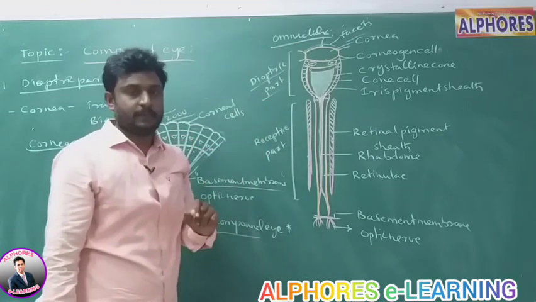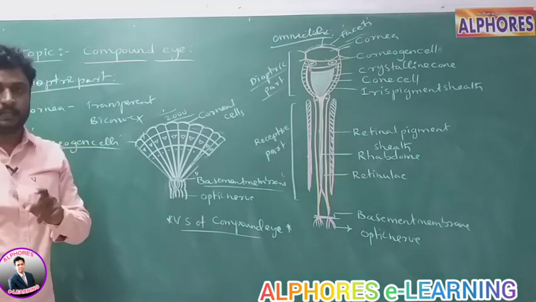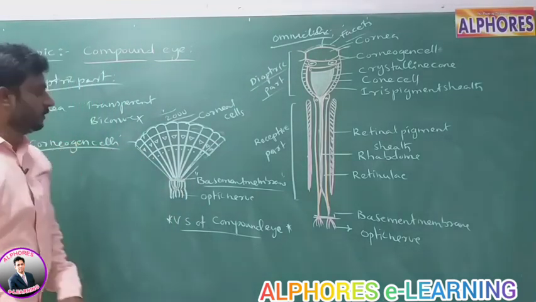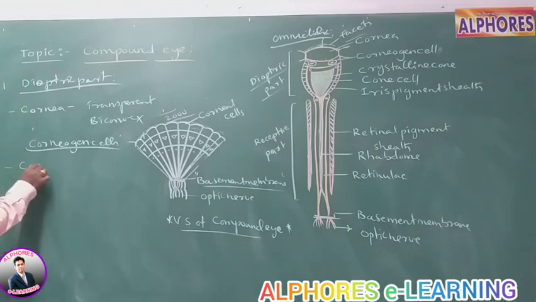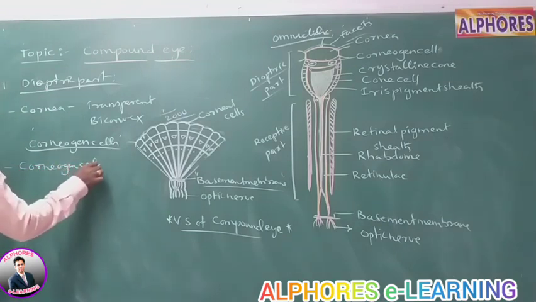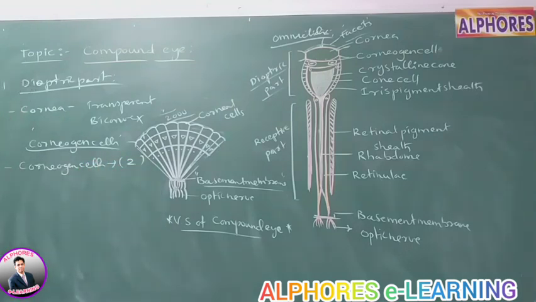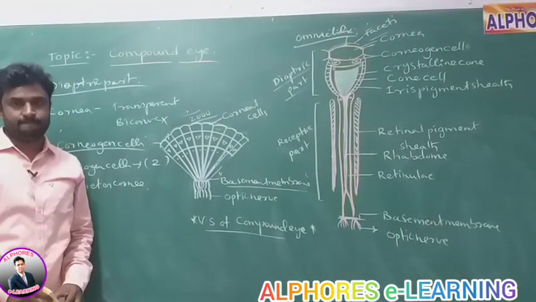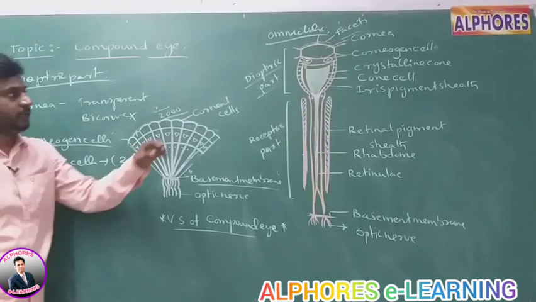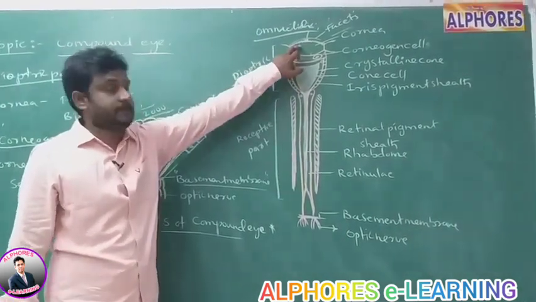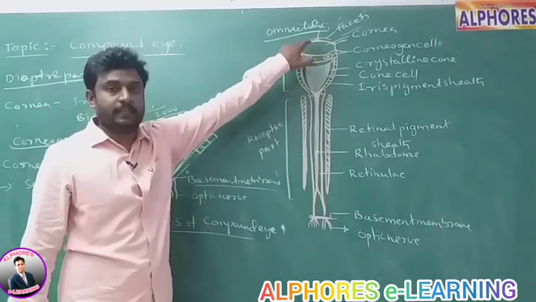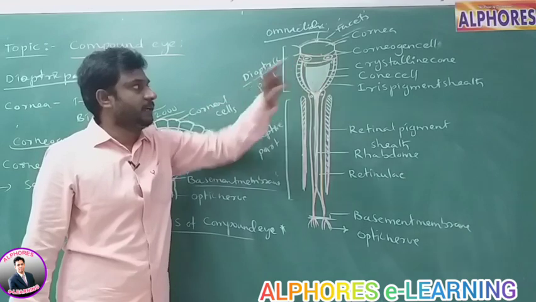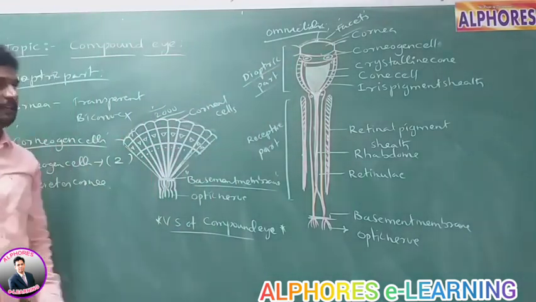The next part is the corneagen cells. How many corneagen cells? Two corneagen cells are present. What is the function of the corneagen cells? They secrete the cornea. So the first part is the cornea, which is visible outside. It is a transparent biconvex part which allows the light to enter inside. Below the cornea, there is one pair of corneagen cells which secrete the cornea.